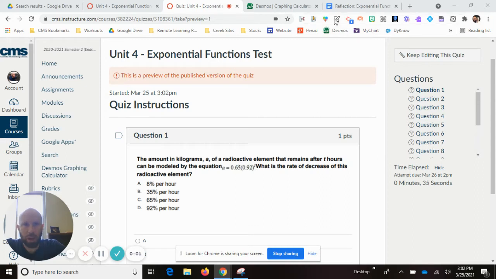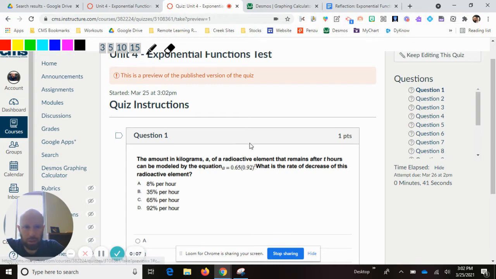All right, let's take a look at the test. Let's go over question one. Question one, we are using the decay equation, y equals a(1 minus r)^t, the ART formula.